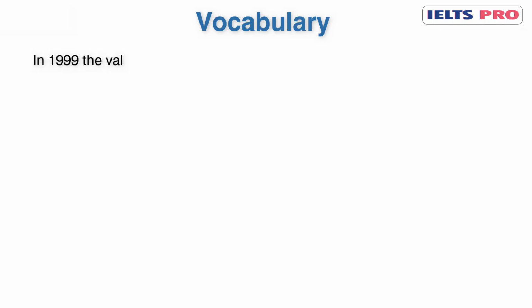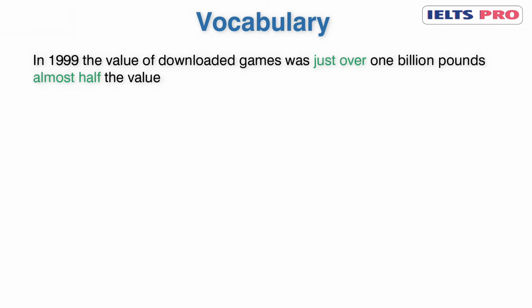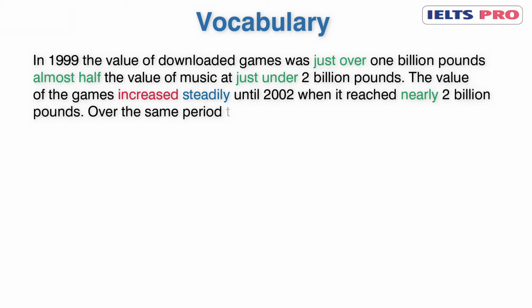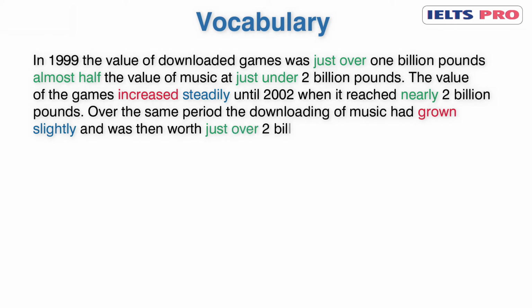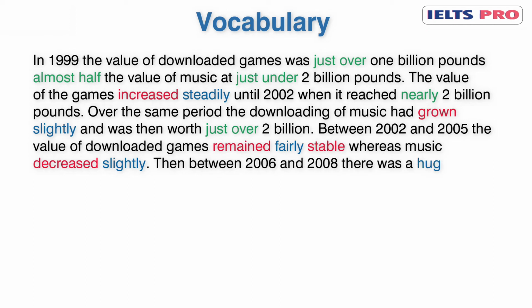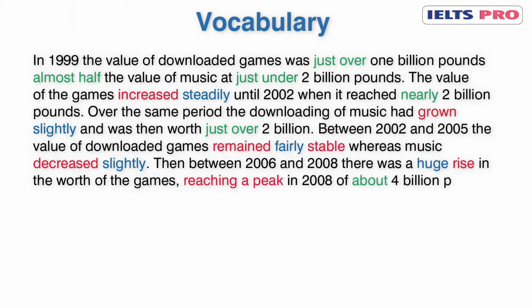Vocabulary. In 1999 the value of downloaded games was just over £1 billion, almost half the value of music at just under £2 billion. The value of the games increased steadily until 2002 when it reached nearly £2 billion. Over the same period the downloading of music had grown slightly and was then worth just over £2 billion. Between 2002 and 2005 the value of downloaded games remained fairly stable whereas music decreased slightly. Then between 2006 and 2008 there was a huge rise in the worth of the games, reaching a peak in 2008 of about £4 billion.